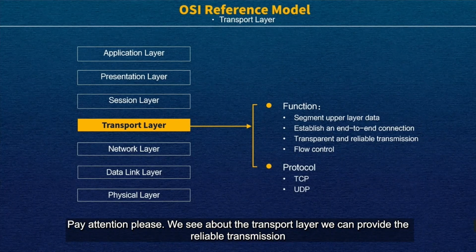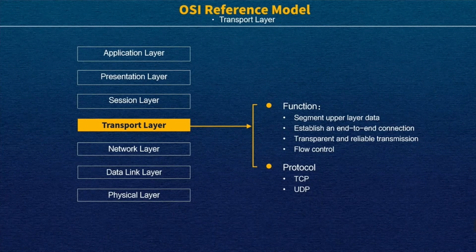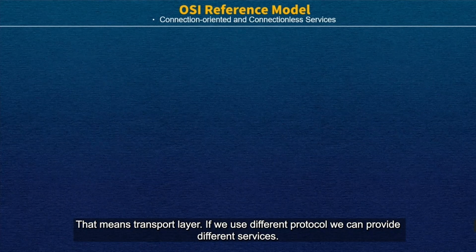Pay attention, please. We say the transport layer can provide reliable transmission, but it depends on which protocol you use. If you use TCP, you can use the reliable function, but UDP cannot. That means in the transport layer, if we use different protocols, we can provide different services.